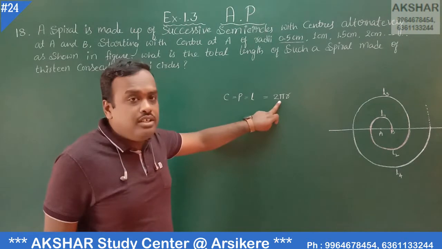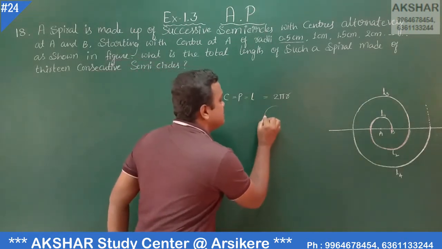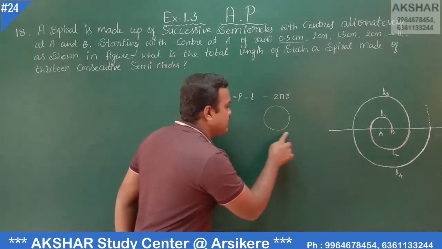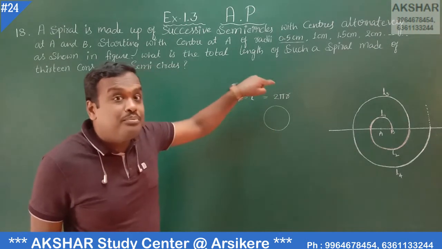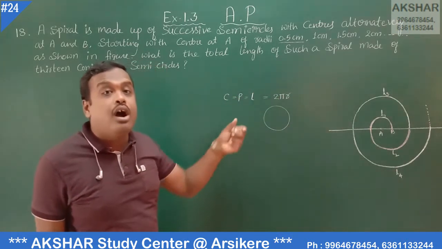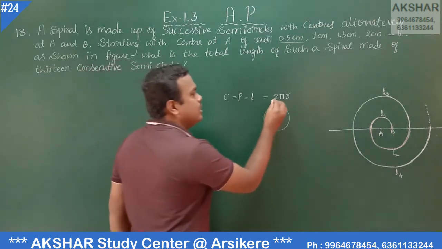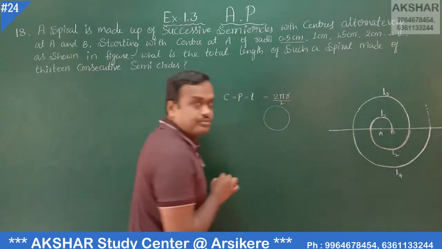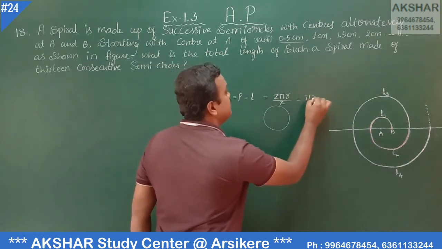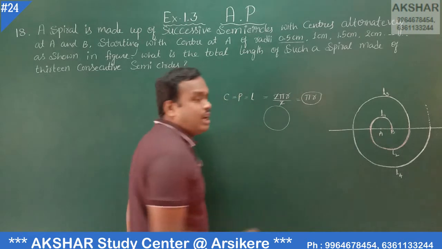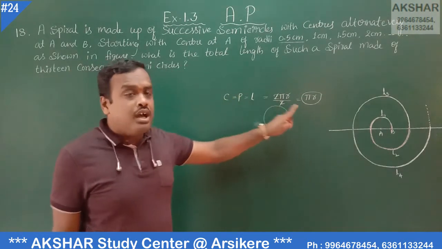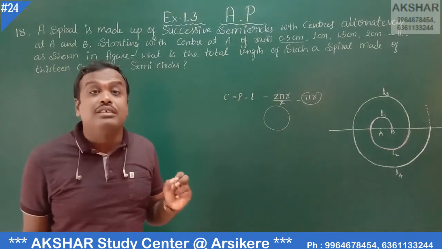This is the formula used to find the circumference of a semicircle. That means the length of this total curved path. This is the formula for a complete circle, but here we are using a semicircle. A semicircle is half of the circle, therefore I will divide by 2. The 2 and 2 get cancelled, which is equal to pi r. So, pi r is the formula used to find the length or perimeter or circumference of a semicircle.